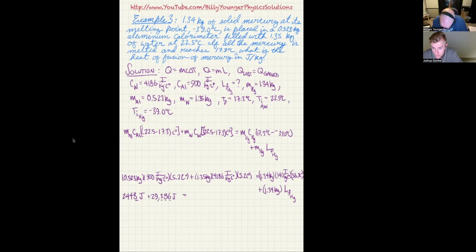And that gives me 10,562 joules plus 1.34 kilograms times the latent heat of fusion of mercury. So all I have to do is add that 2448 and 29,386 and subtract from it the 10,562, and then divide by 1.34. That should give it.